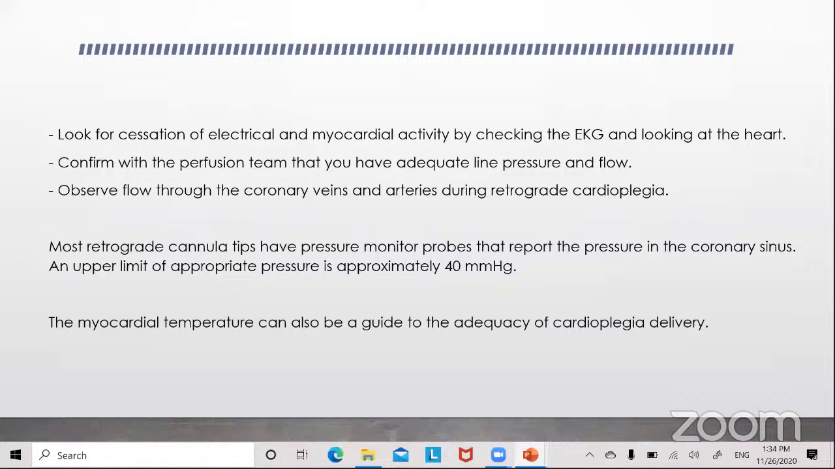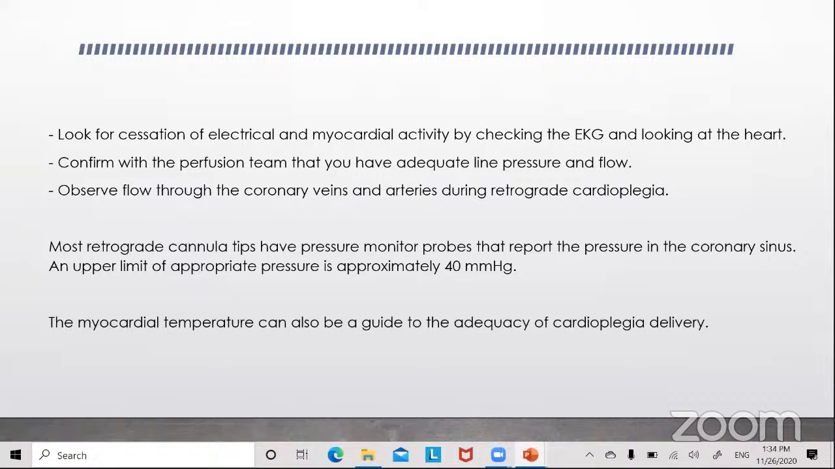Check the right coronary sinus and left coronary sinus ostia after the aorta is open and retrograde is running to ensure adequate distribution of the retrograde to the right and left circulations. Most retrograde cannula tips have a pressure monitor probe that reports the pressure in the coronary sinus. An upper limit of the appropriate pressure is approximately 40.